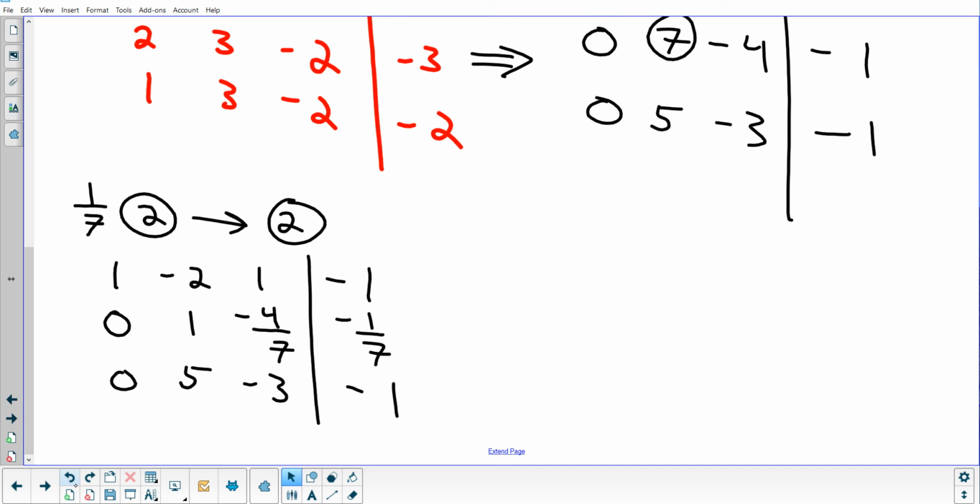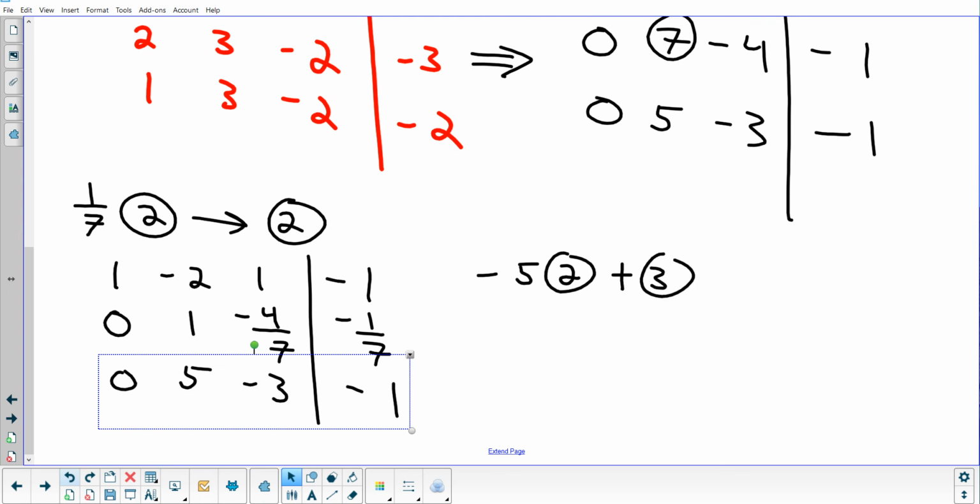So don't use row 1, because if you start adding row 1 to any of these other rows, you're going to mess up these zeros. You want to use the row that's directly above it to get rid of that 5. So you're going to use row 2. What could you multiply row 2 by and then add it to row 3, so the 5 turns into a 0? Negative 5. So we're going to do negative 5 times the second row. We're going to add it to the third row, and that's going to replace what's currently in the third row.